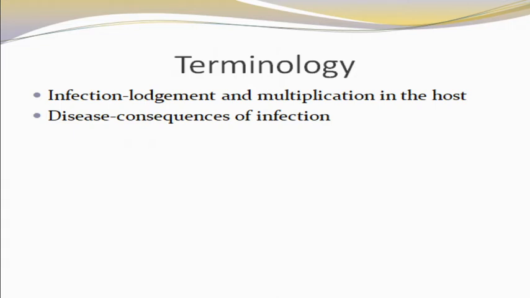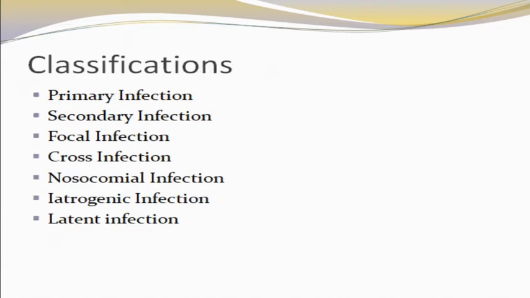Okay, we can classify infection in various ways. Initial infection with a parasite in a host is termed primary infection. That is, first time a person getting infection by a new pathogen. That is primary infection. Subsequent infections by the same parasite in the same host are termed reinfections.